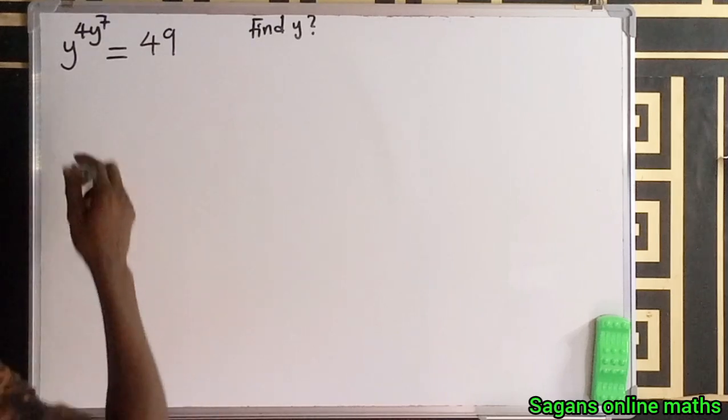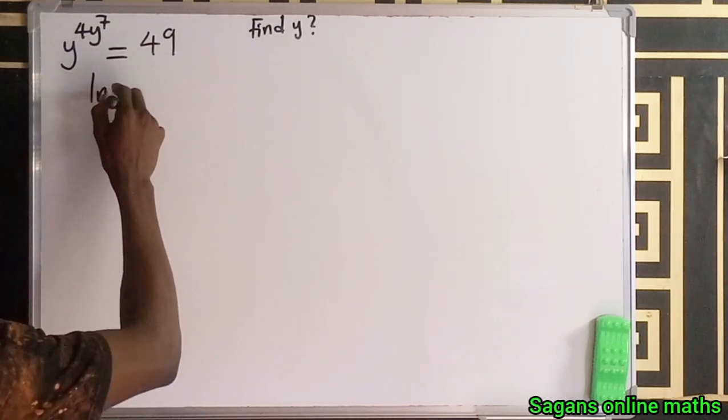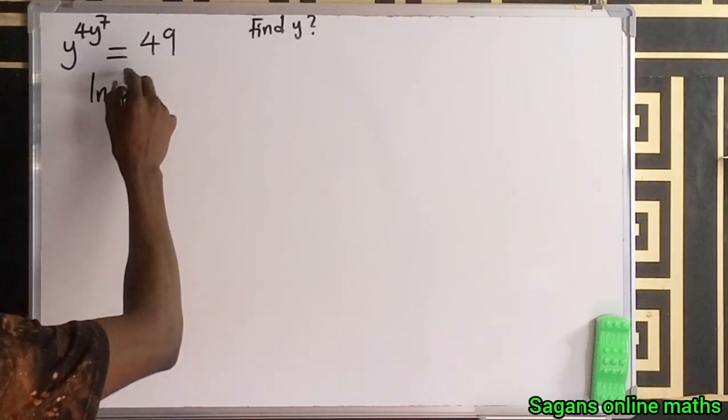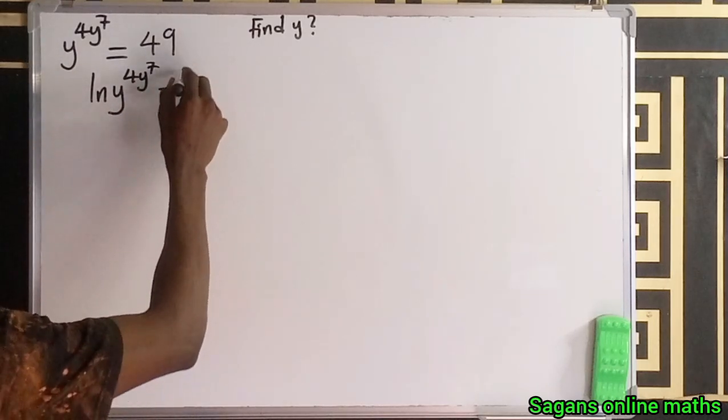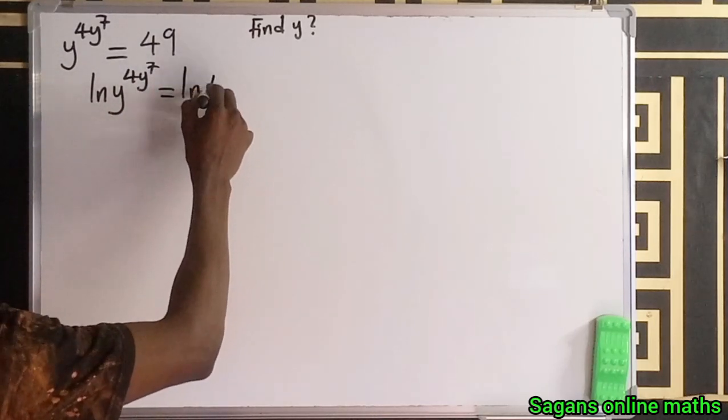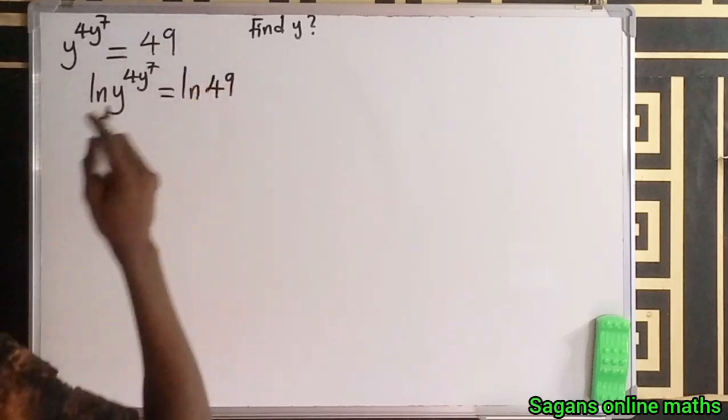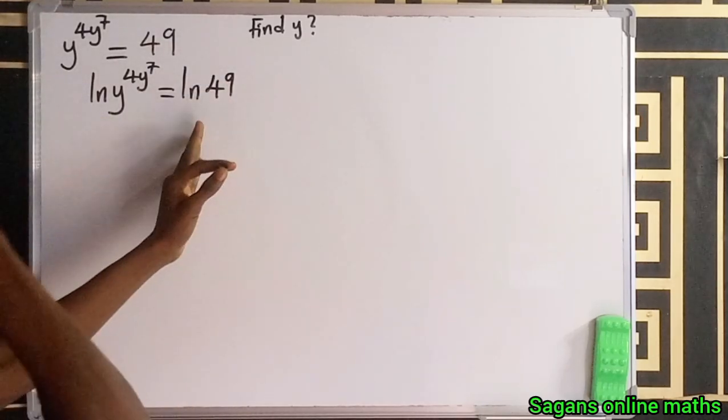So that means ln of y to the power of 4 times y to the power of 7 is equal to ln of 49. That's our first step. We're taking the natural logarithm of both sides.